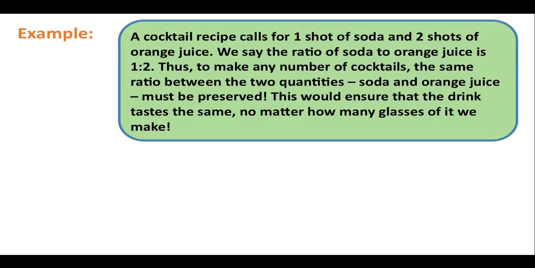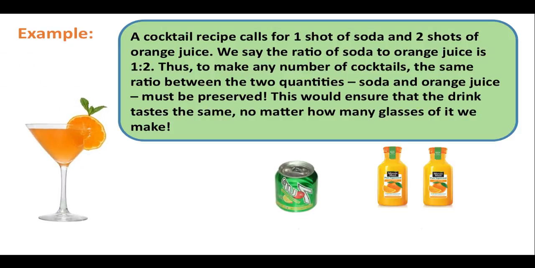Let us consider the following situation. A cocktail recipe calls for 1 shot of soda and 2 shots of orange juice. We say that the ratio of soda to orange juice in the drink is 1 to 2. Thus, to make any number of cocktails, the same ratio between the two quantities, soda and orange juice, must be preserved. This would ensure that the drink tastes the same no matter how many glasses of it we make.